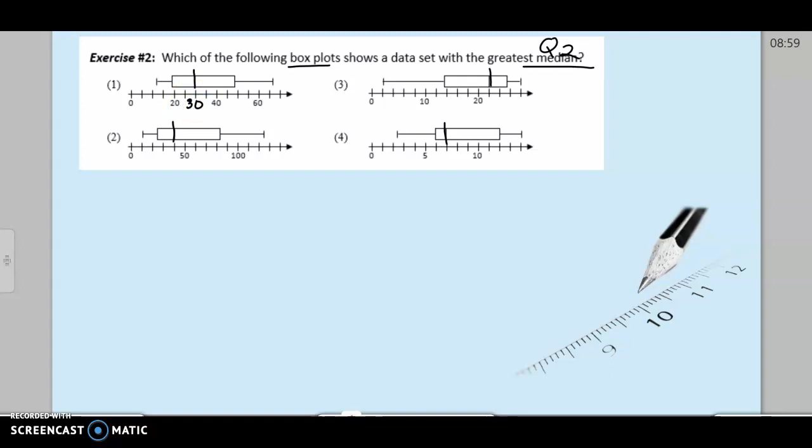This one looks to be going by 10s. So this right here would be 40, which is bigger than 30. So this one is out. Over here, we're going from 10 to 20. This one's going by 2s. So this is 22. Number 3, you're out.